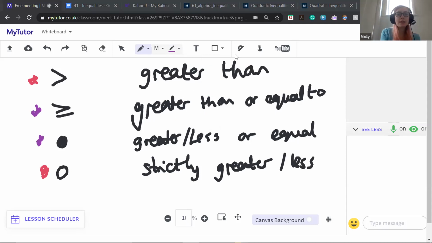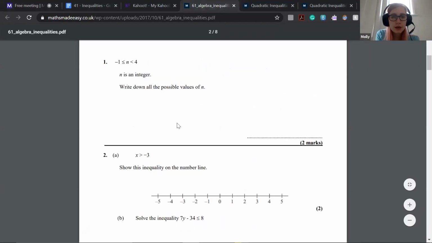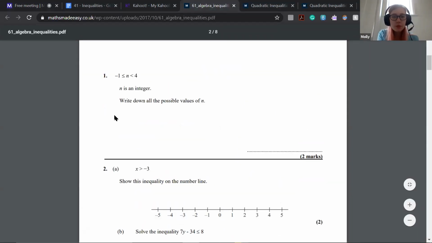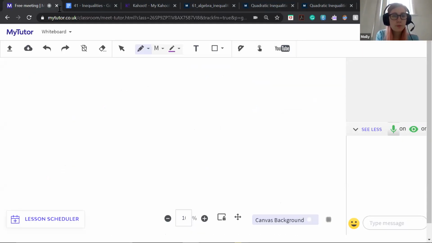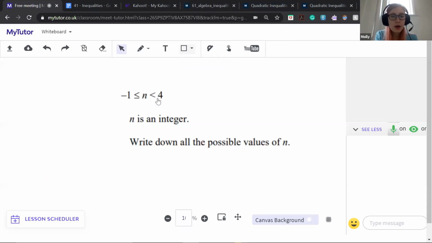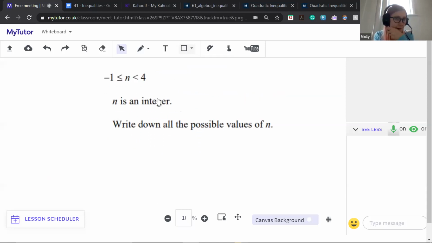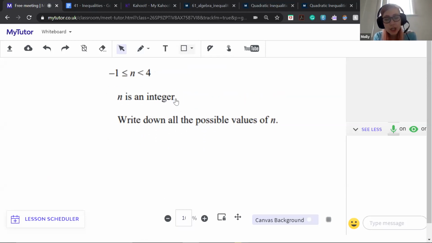Okay, let's go on to the ones on the sheet because we do have quite a lot to get through today. So for example, this is one that you can write down to really understand this concept of inequalities. n is, so -1 less than or equal to n less than 4. n is an integer. An integer is just a whole number. -5, 7, 22, those are all integers. So what are all the possible values of n?